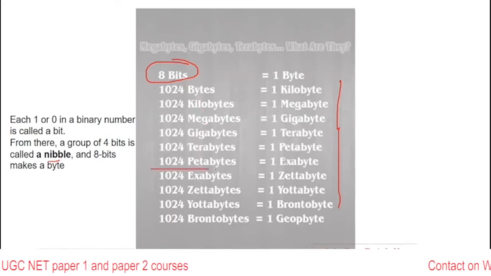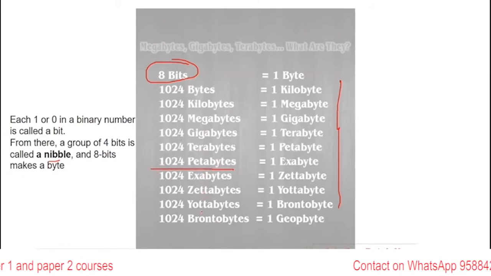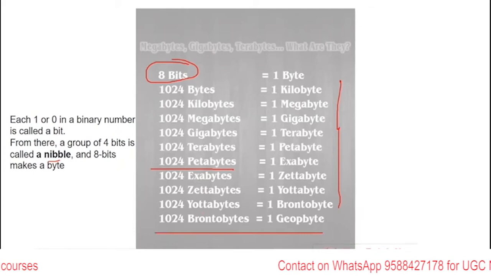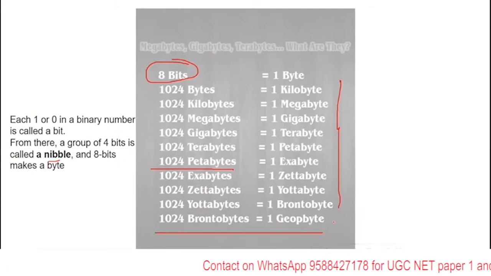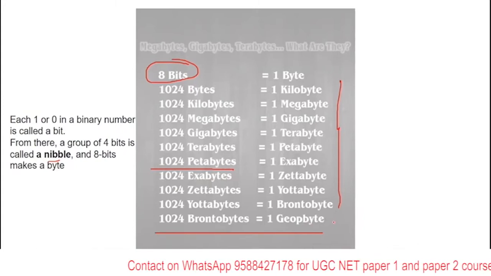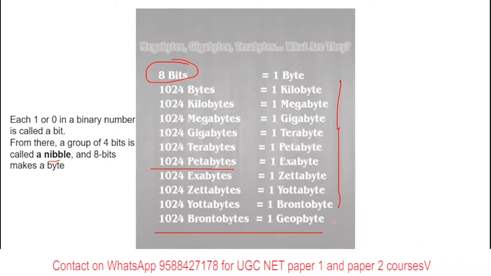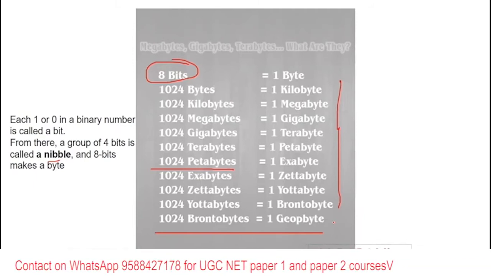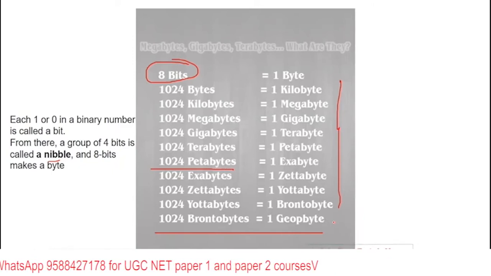Till now we used to get questions on terabytes, but now exa, zeta, iota, and brontobytes are a part of your question. So ideally you have to learn till here, because any form of question can come. Each one or zero in a binary number is called a bit. These 4 bits form a nibble, and 8 bits make a byte. And then accordingly the flow goes on.